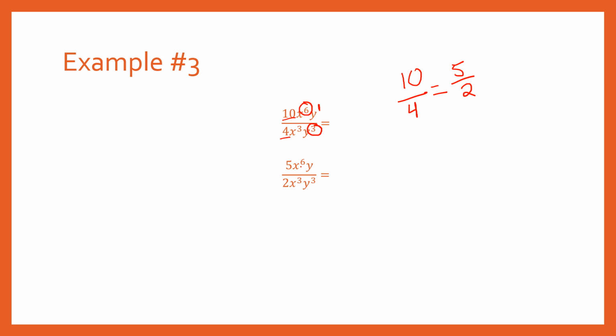But now let's move our x's and y's. So again, remember, our larger x is in the top and our larger y is in the bottom. So I end up with x to the 6 minus 3 and y to the 3rd minus 1. And that simply becomes 5x to the 3rd over 2y to the 2nd. So again, we simplified our coefficients, we found where our largest exponents were, and we moved the smaller ones to them, and we subtracted them, since this is the quotient rule.